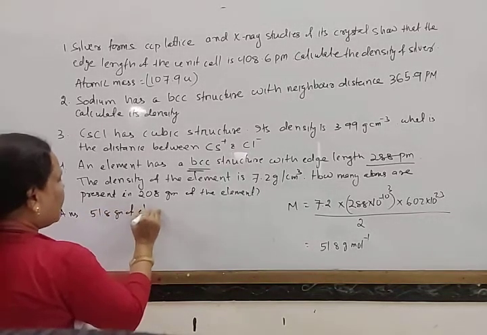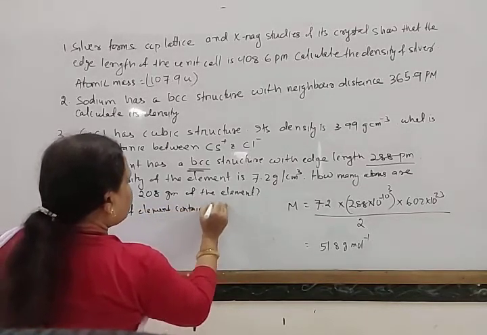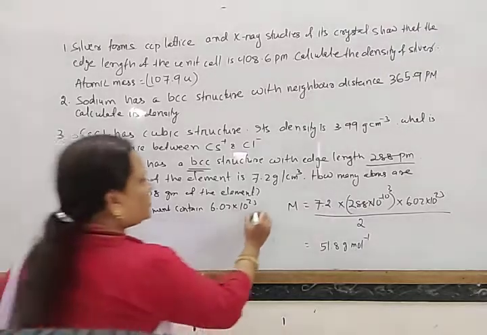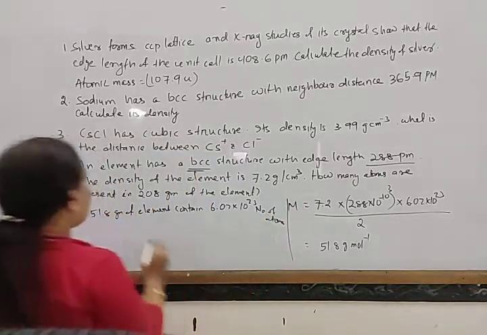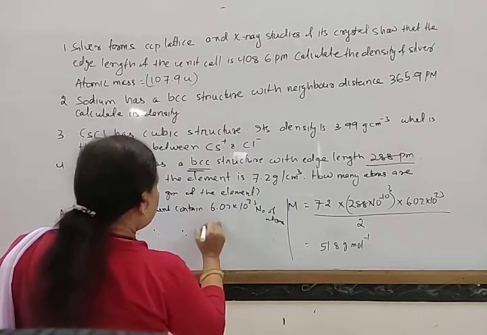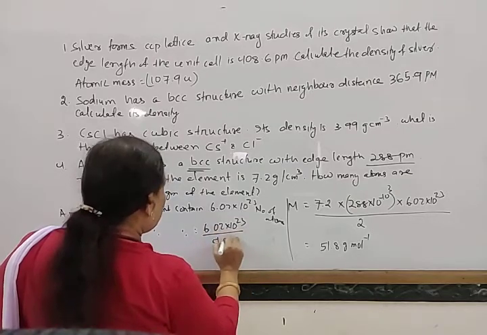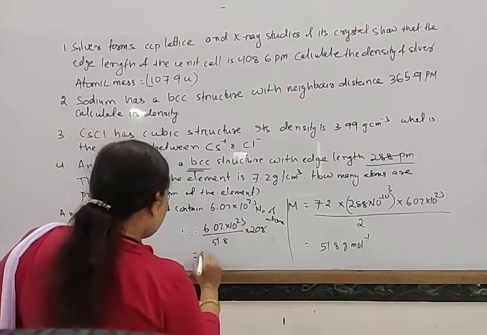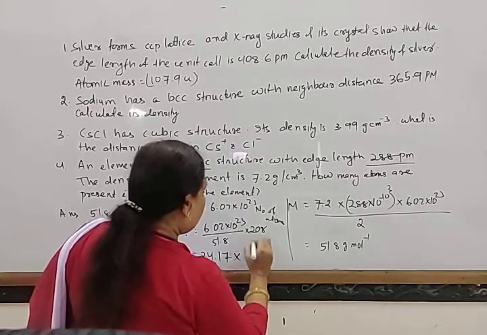51.8 gram of element contains 6.02 into 10 to the power 23 number of atoms. Then 208 gram of element contains 6.02 into 10 to the power 23 into 208 divided by 51.8. So the answer is 24.17 into 10 to the power 23.